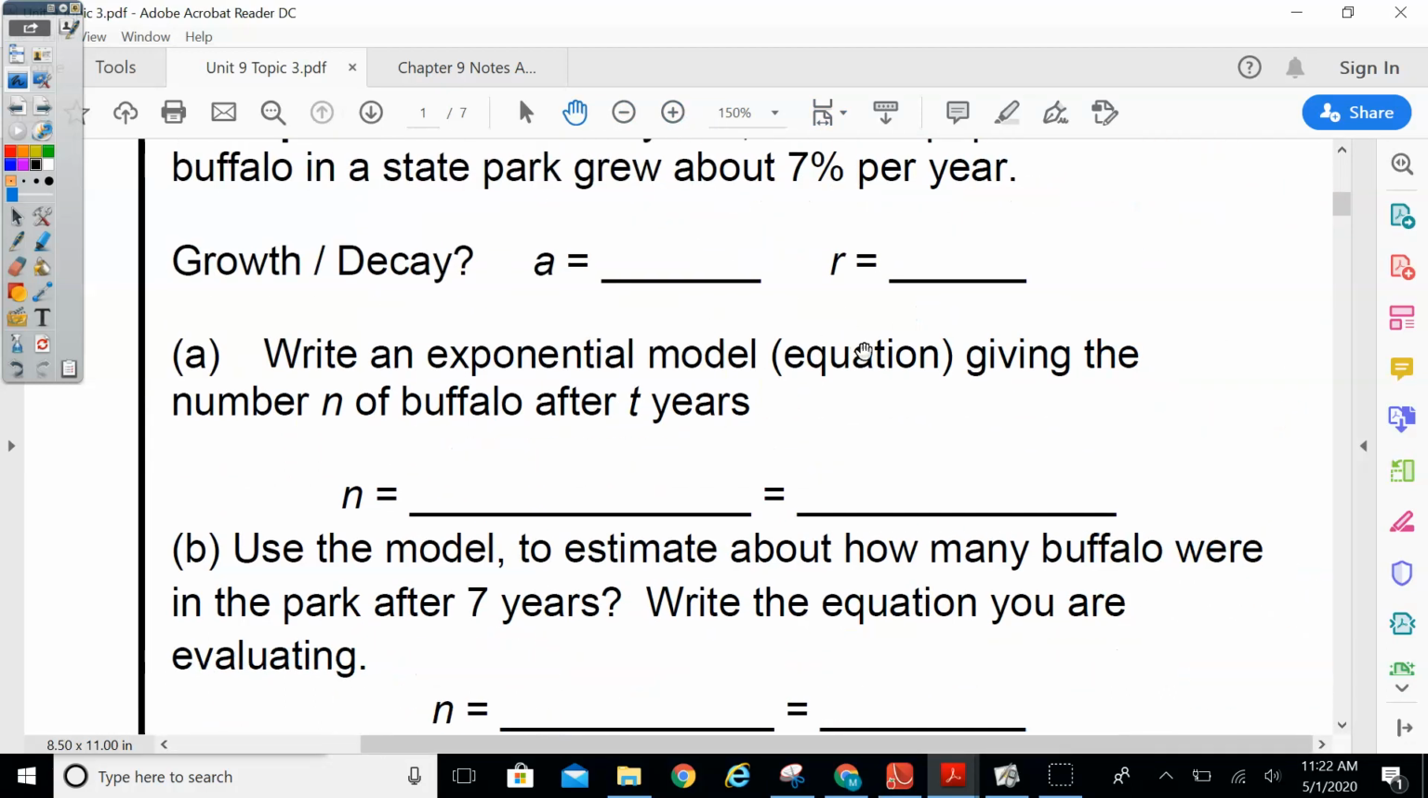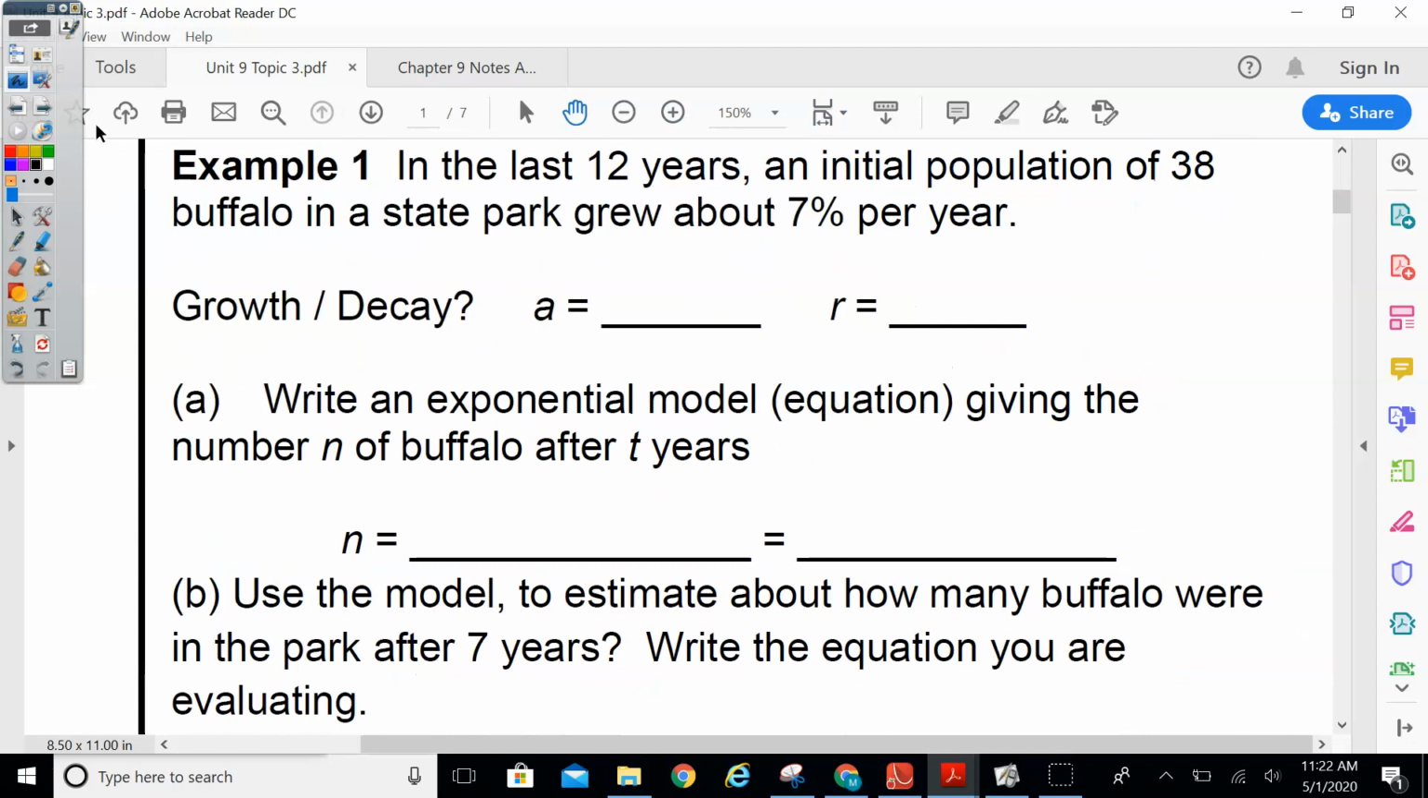It says, in the last 12 years, an initial population of 38 buffalo in a state park grew about 7%. So the first thing we need to do is decide if it's growth or decay. This one obviously says it grew. This one has to be a growth, which means we're going to use A times 1 plus R to the T. We're going to use the positive one. Okay, so the A value is your starting amount. So we started with 38 buffalo.